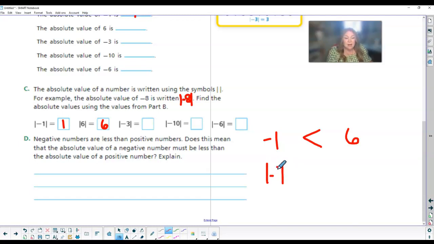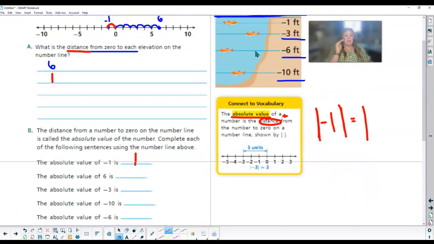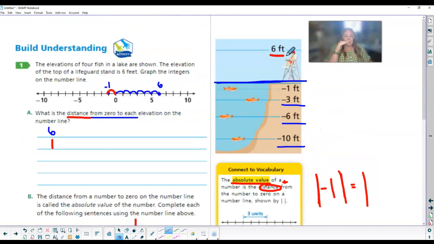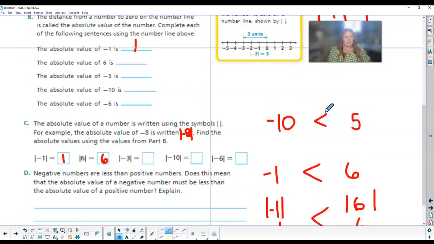So the absolute value of -1 is 1. The absolute value of 6 is 6. Well, in this case, 6 is still bigger. So let's try out a different set of numbers. Let's pick -10 and 5. Well, 5 is bigger than -10, right? We go up about here, and -10 is down here. So 5 is higher up on the number line, so it's bigger. -10 is less than 5, that inequality.